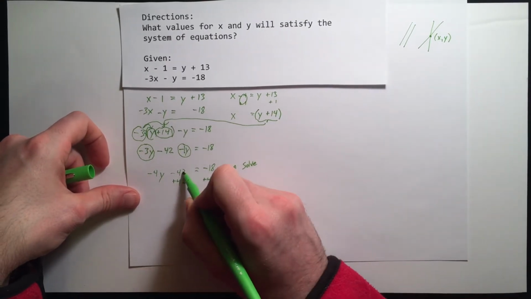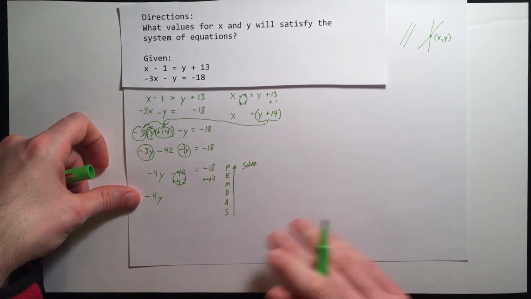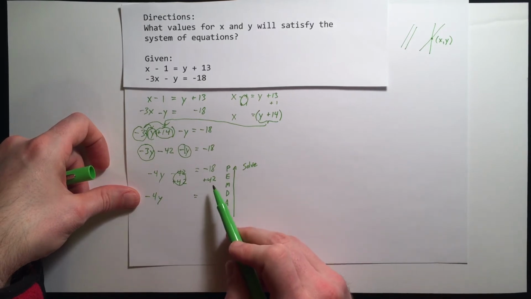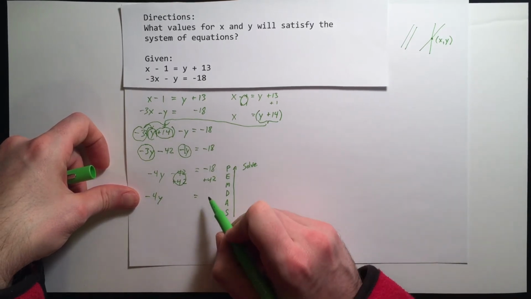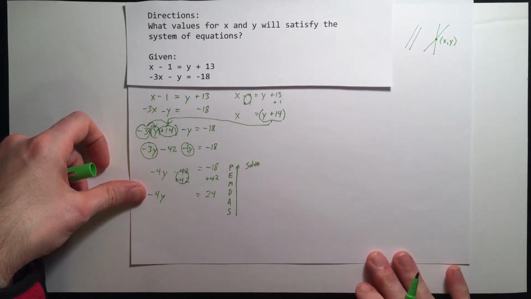And that leaves me with 0. So all I have left on the left side is negative 4y equals, and that is 34. I'm sorry, 24. Okay.